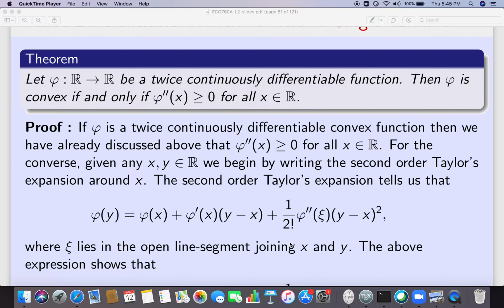So here we start with the Taylor's expansion of our function around x. I take any two points x, y say, and then around x I take a Taylor's expansion. So phi of y is phi of x plus phi dash x into y minus x plus half of phi double dash xi into y minus x whole square, and xi lies in the open line segment joining x and y. If x is bigger than y, then xi is bigger than y and smaller than x, and vice versa.